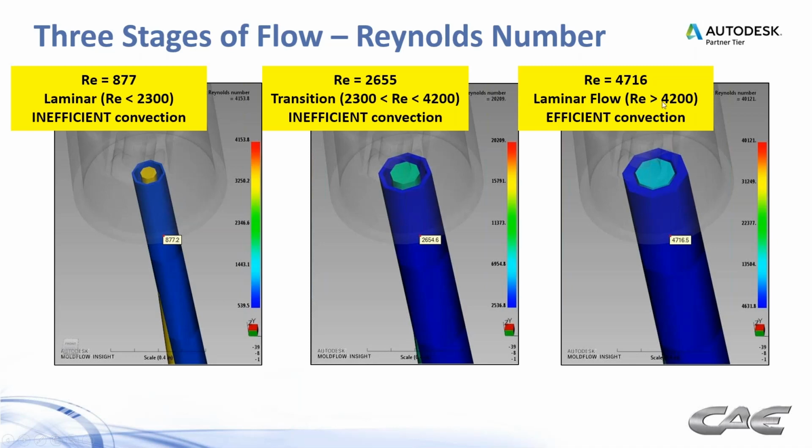So anything above 4200 is turbulent. Generally speaking, when you get above that threshold, you get diminished returns. The heat transfer coefficient levels off, and it just costs you an awful lot more water for very small gains in the heat transfer beyond that 4,200 threshold.